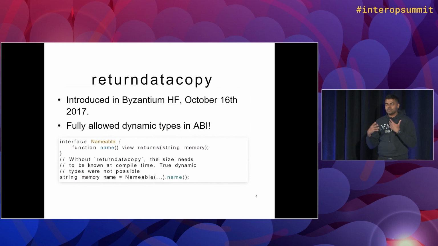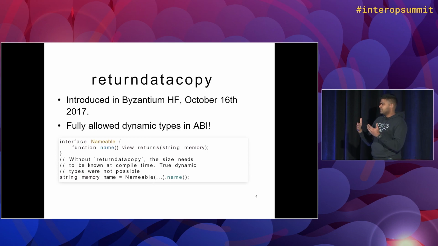So let's talk about the first interesting aspect of the EVM. It's going to be the instruction called returndatacopy. This was introduced back in 2017 in the Byzantium hard fork. And it's a very important instruction in the sense that it allows you to fully implement dynamic types in the ABI.